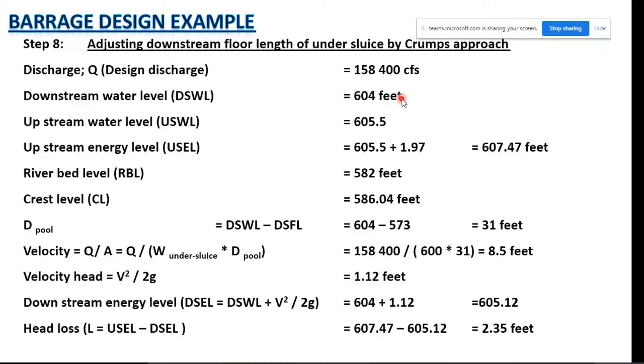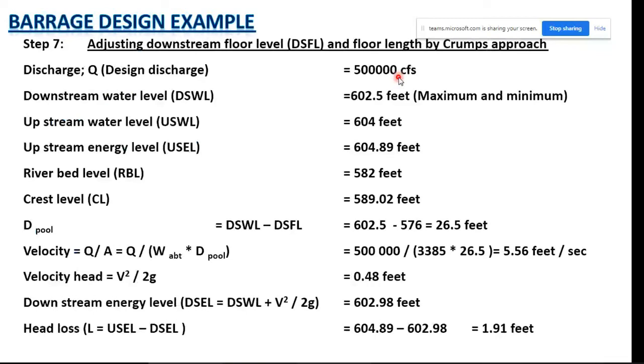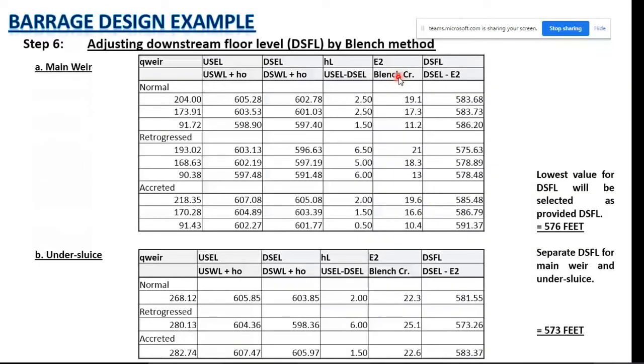The same procedure is followed for adjusting the downstream floor length and floor level by the Crumbs approach. The design discharge for the undersluice is proceeded with 20% concentration, so the design discharge calculated at the end of step 4 is multiplied here by 1.2. The downstream water level, upstream water level and upstream energy level corresponding to this discharge are seen from this table. Determine the water levels for the undersluice portion.